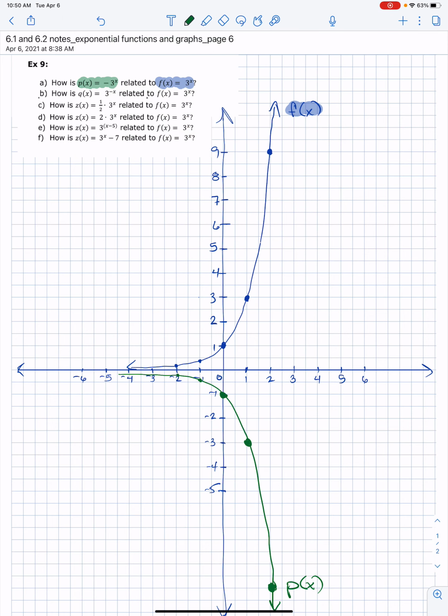Next one we want to take a look at is the reflection over the y. So when we make our x negative, this is going to reflect over the y instead of the x. So it's still going to go through (0, 1), but this time at positive 1, it's 1/3. At positive 2, it's 1/9. At negative 1, we're going to have 3. And at negative 2, we are going to have 9.